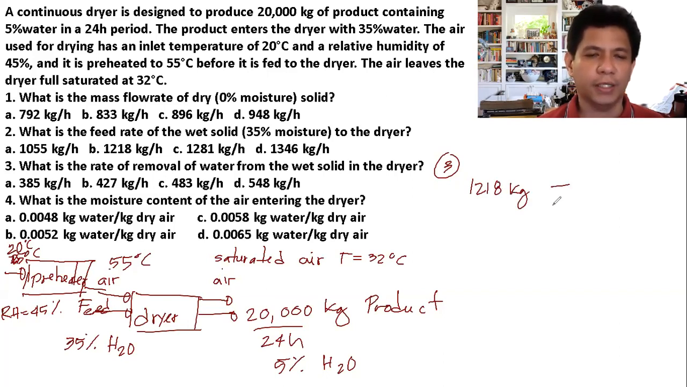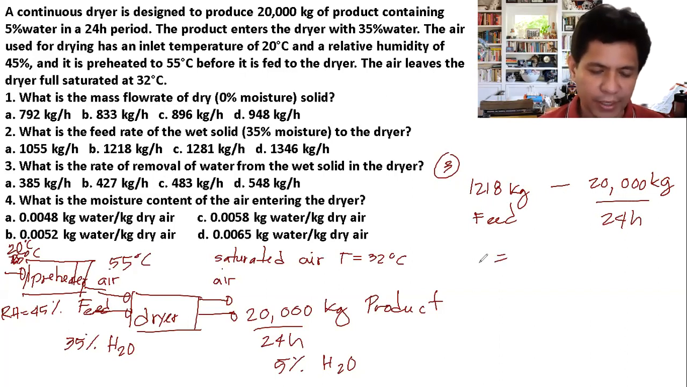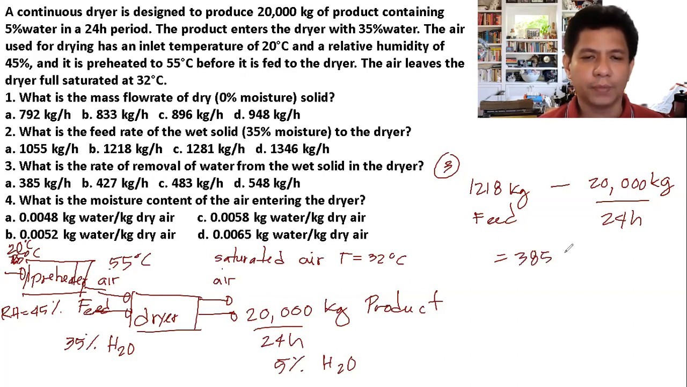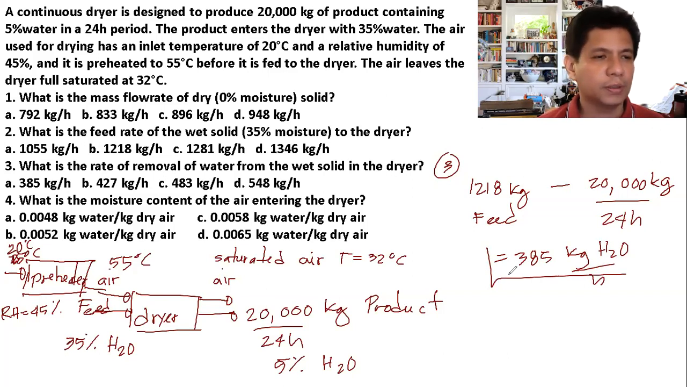And then subtract the amount of product. This is our feed, ano? Subtract the amount of product, which is 20,000 kilogram for every 24 hours. So you'll probably get something like 385, ano? 385 kilogram water per hour. So this is letter A. Number 3 is letter A.